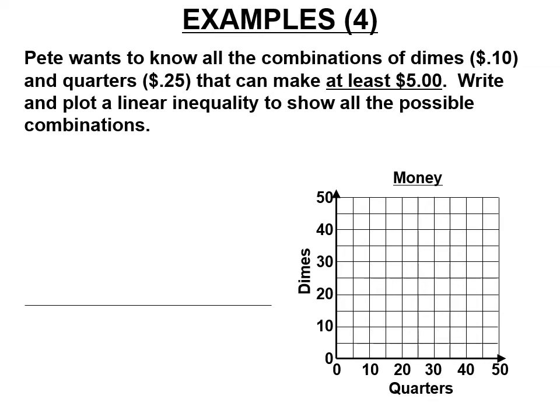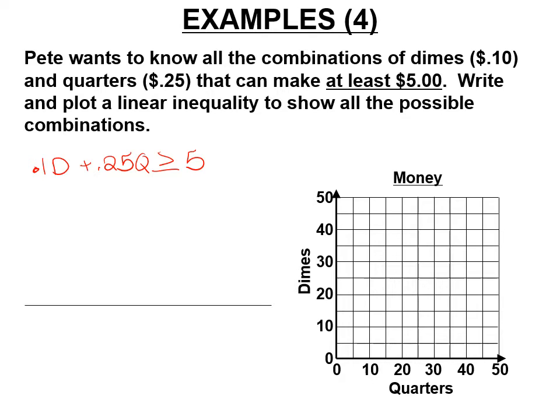Pete wants to know all the combinations of dimes and quarters that can make at least $5. Okay, so now at least means greater than or equal to 5, right? And the rate for a dime, it's 10 cents for every dime. We're going to use D for dimes. And 0.25 for quarters is greater than or equal to 5.